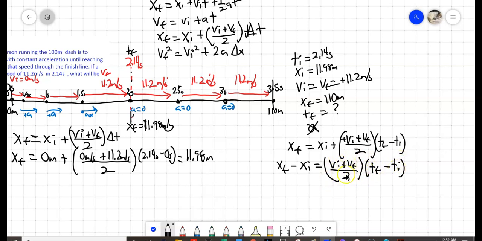Okay, now we're going to multiply both sides by 2, divide both sides by this. So I'm going to actually put parentheses around this and keep it there. But I'm going to actually use this as a fraction. The 2 is going to come to the top. The vi plus vf is going to be on the bottom. So just kind of flip-flop that fraction. And then you have t final minus t initial over here. Now you just add the initial time of 2.14 seconds, or the time here at this point when we started our constant motion, over to the other side.